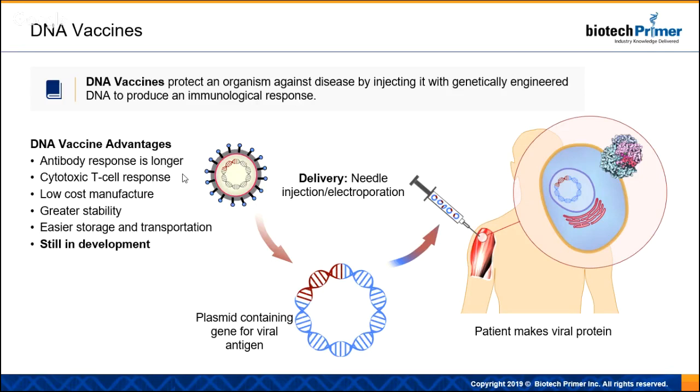A lower cost manufacturer than manufacturing protein subunits; manufacturing full viruses is a very time intensive, very expensive process. Manufacturing these plasmids is less expensive. The plasmids are also much more stable. This means they don't break down as easily.